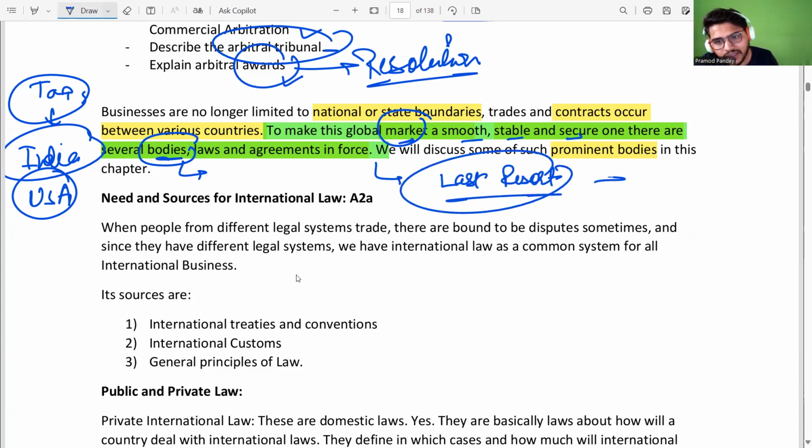Last resort as in when it comes to a conflict or an issue. But ultimately, to be on the safer side, most of the people or countries making a contract across boundaries would be following the rules and regulations of the international bodies. That's what international law is about.